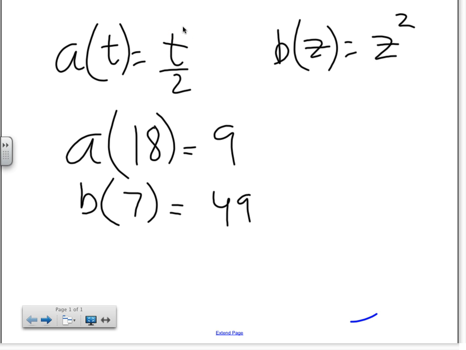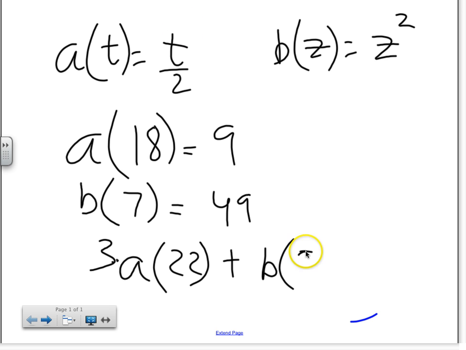Okay, here's the next step. I want you to take machine A, process 22, and once I'm done with that, I'm going to times that by 3, add it to machine B, and then I want you to process -5. See if you can actually do that for me.